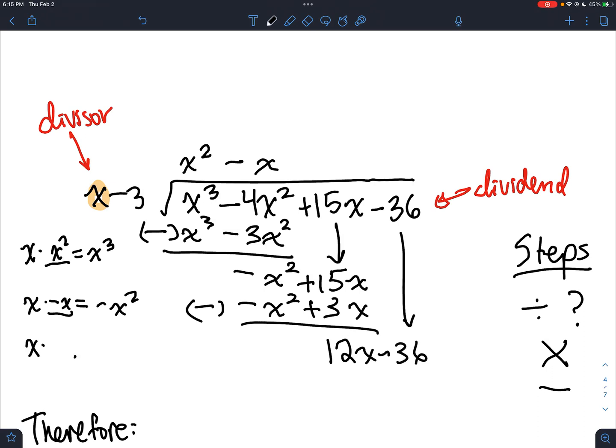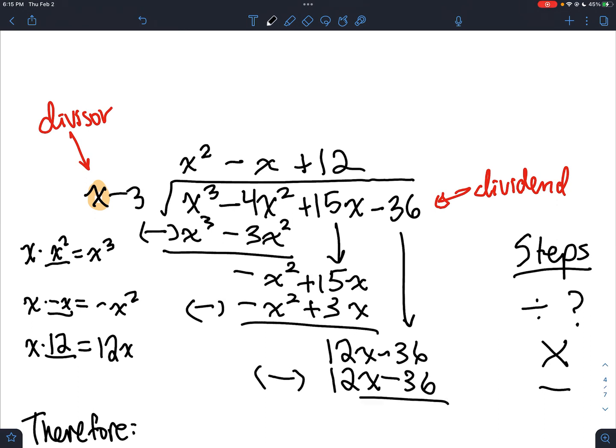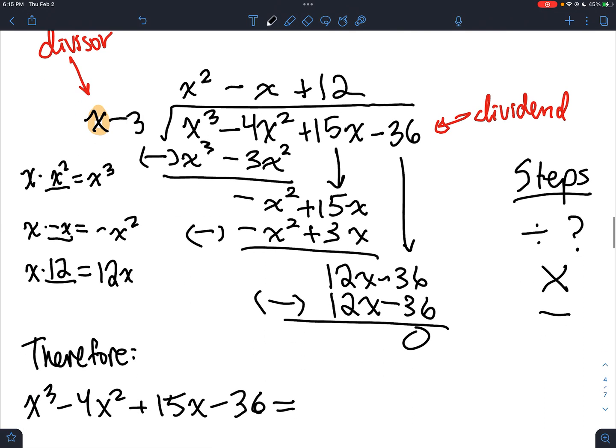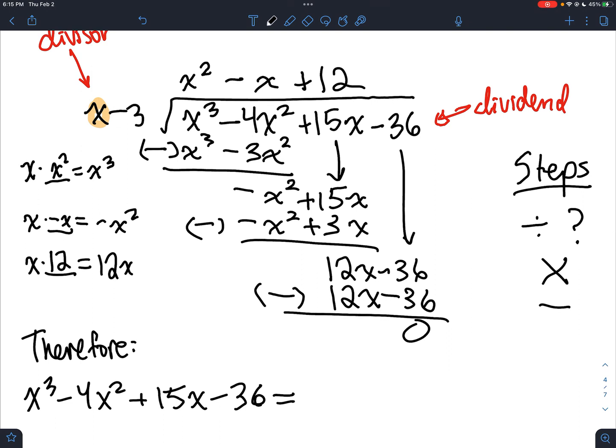Bring this down, and then we ask one final question. x times what is 12x? And the answer to that is 12. So we put a plus 12 here, and we get 12x minus 36. And when you subtract things that are identical, you get 0. So therefore, that cubic is really equal to x minus 3 and x squared minus x plus 12.